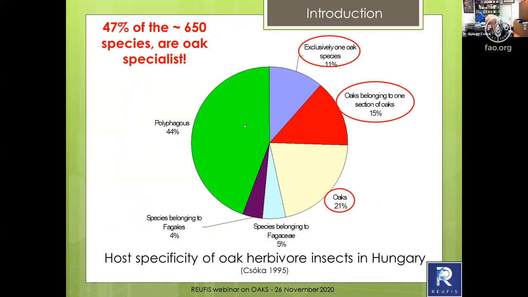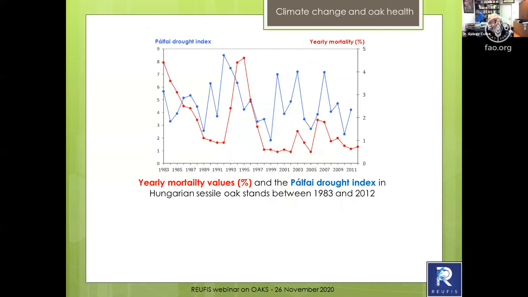And it demonstrates very well the irreplaceable importance of oaks in maintaining biodiversity. But unfortunately, our oak forests or ecosystems are under pressure. One source of pressure is climate change.